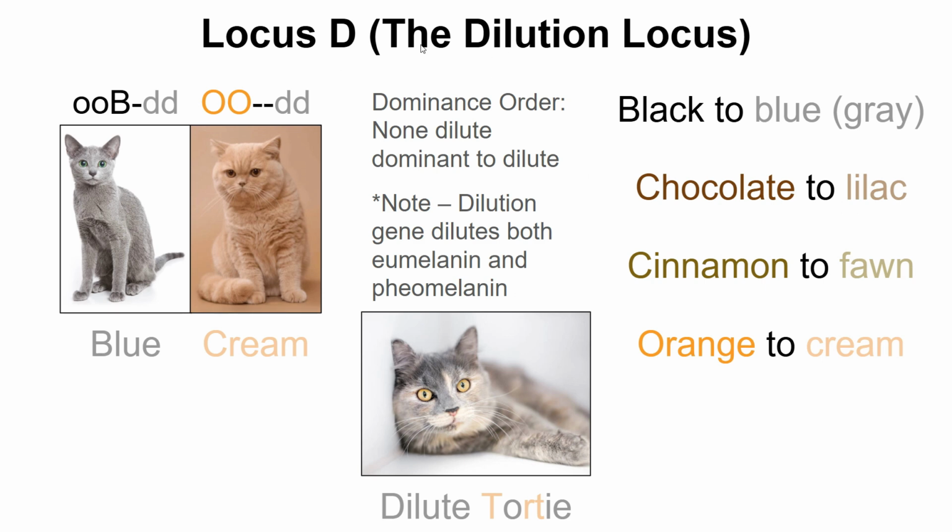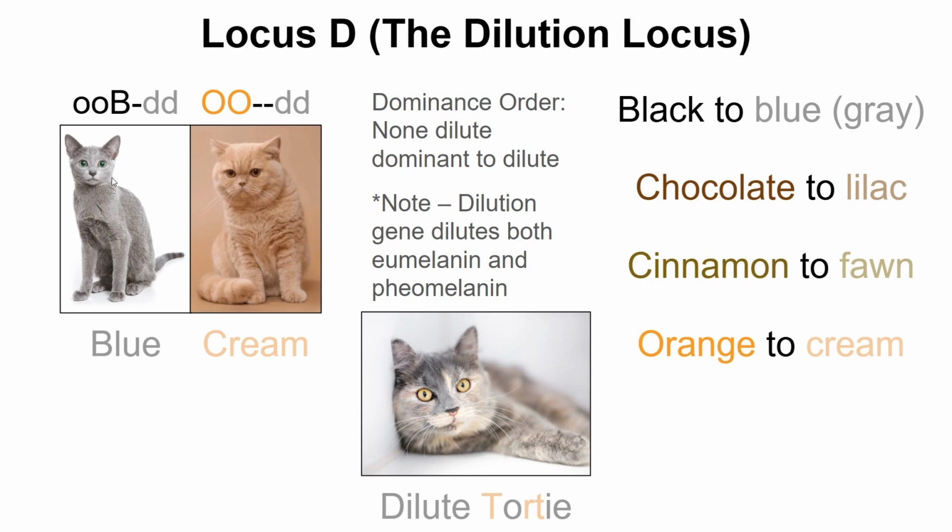Locus D, the dilution locus. This one's pretty interesting because it affects both eumelanin and pheomelanin, and the dominance order is non-dilute to dilute, meaning in order for a cat to be dilute, it needs to be homozygous for both recessive genes of dilute. Different colors dilute different things, so black dilutes to blue or gray, chocolate goes to lilac, cinnamon goes to fawn, and orange to cream. Over here we have some examples of what these cats look like.